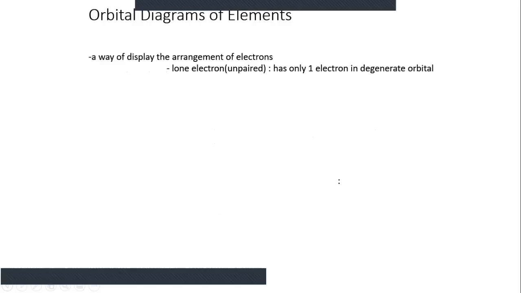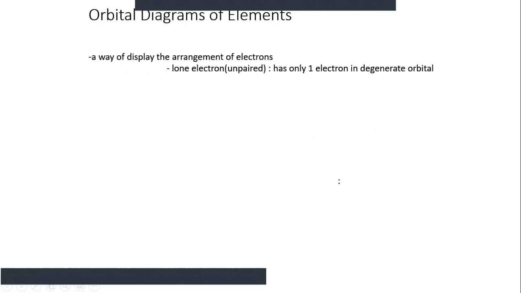So one way to show the arrangement of electrons for a particular element or ion is to draw the orbital diagram. The orbital diagram is important because it can help illustrate the number of what we call lone electrons in an element or ion. A lone electron, or unpaired electron, is when an orbital has only one electron.